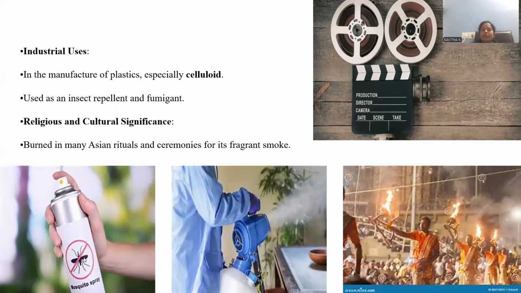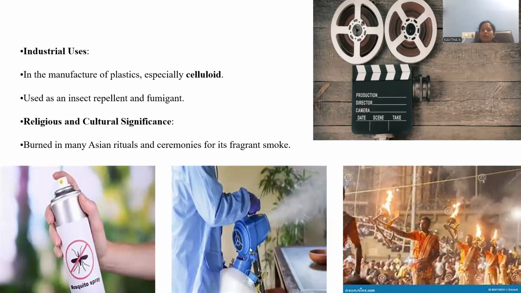Insect repellent means when we spray camphor in our surrounding vicinity, that pungent smell repels the insects and avoids them, so there is an insect-repelling tendency for camphor. Fumigant means that by spraying camphor fumes, whatever pests are there on the plants or in any other conditions, we can conveniently retard them. We can conveniently remove them. That is called a fumigant agent.